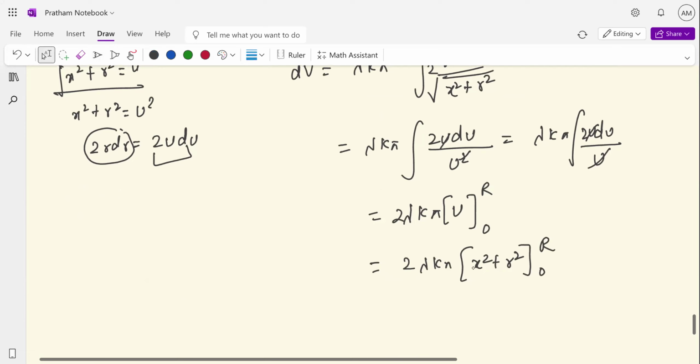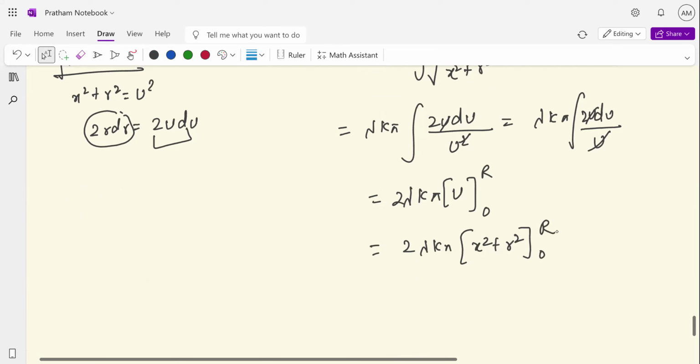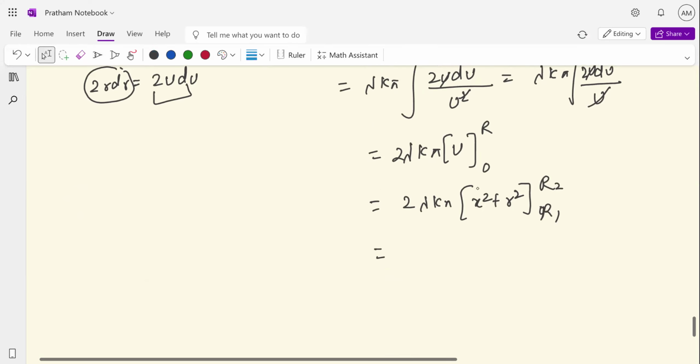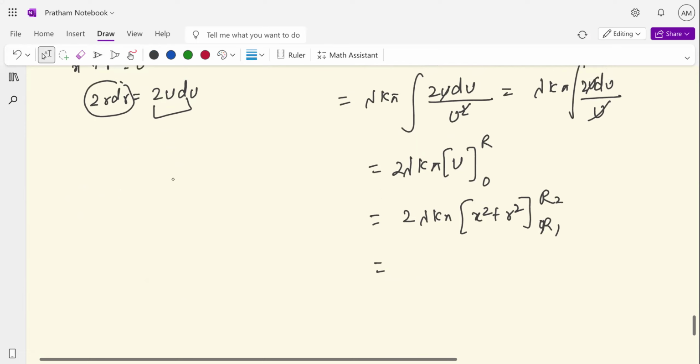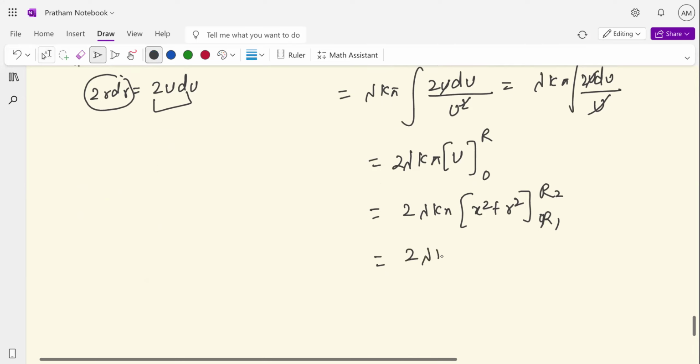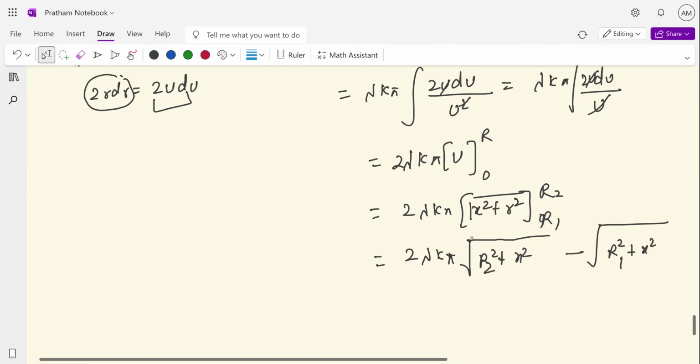One more thing. Instead of going from 0 to r, I can say that I am going from r1 to r2. So what will you get? This u is equal to the square root, so remove it. 2 lambda k pi, put it under root: square root of r2 square plus x square minus square root of r1 square plus x square.